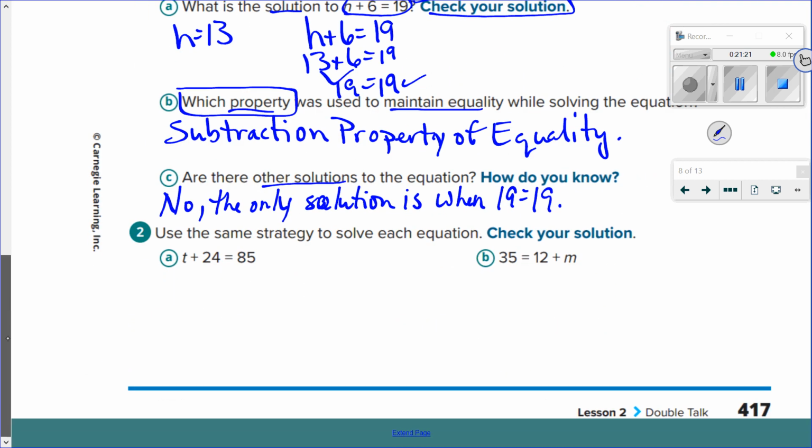Okay, so now we're going to give you guys a chance to practice. We want you to follow the steps if you don't understand the process. Circle your variable, draw the line, find the number with it, do the opposite operation with that number on both sides. And then check your solution. So you only have 2 of them to do. We'll give you guys like 2 minutes.